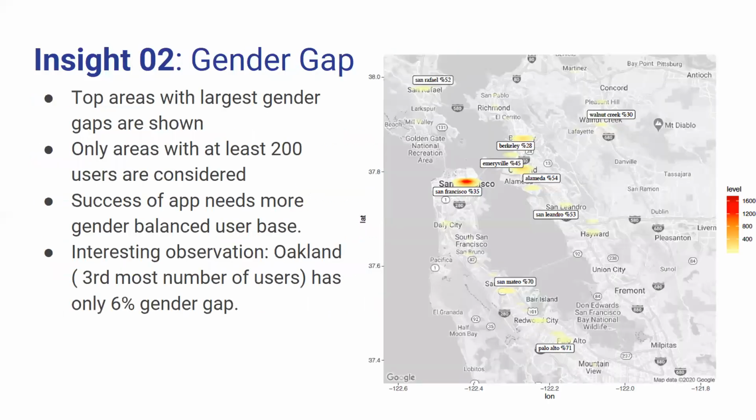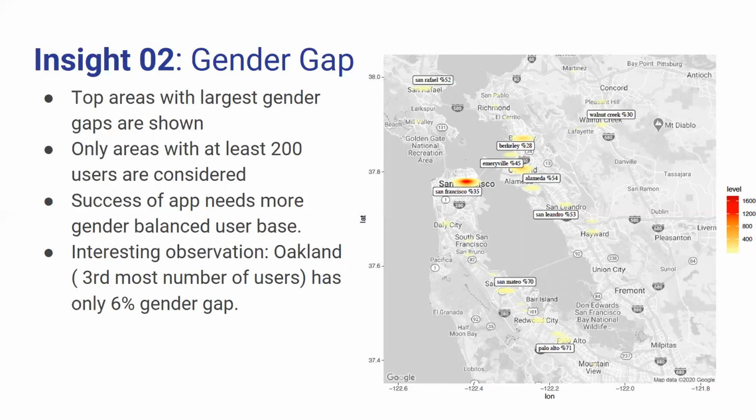Next slide, please. So in this map distribution, we show the gender gap in the general area of San Francisco. The colors show the density of the users, and the boxes show the gender gap in that area. So the highest gender gap we see in Palo Alto as well as San Mateo, and in the San Francisco area, which has the highest number of users, we see a 35% gap.